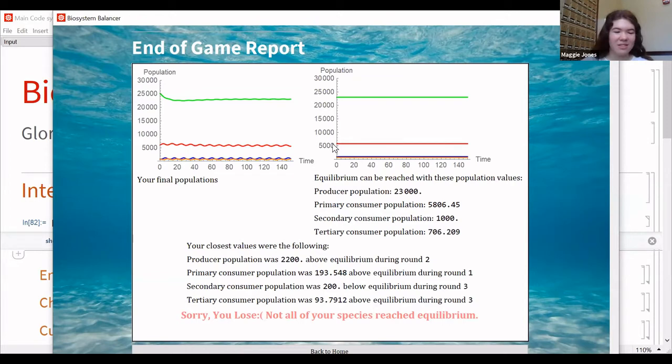Does anyone have any questions? I'll just comment that I think it's a really cool project. That's neat to see the different species and how they stack up and how they affect each other. Thank you. Thank you.